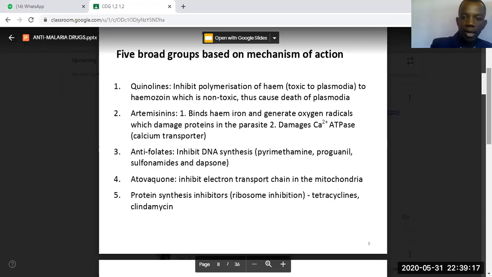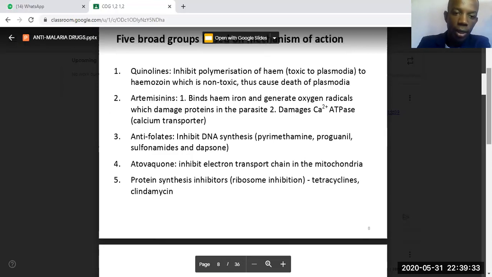Secondly, it is going to be damaging the calcium ATPase transporter, which is also an essential part in the parasite's growth. Okay, so when this pump is damaged, the parasite will also die off.